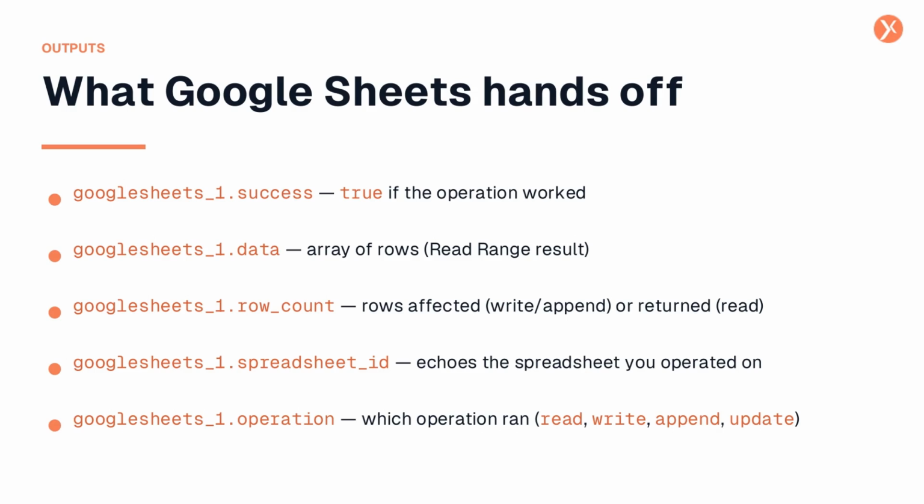After any operation runs, the Google Sheets node provides several outputs for downstream use. Google Sheets Success indicates if the operation completed successfully. Google Sheets Data contains the array of rows, specifically populated after a read range operation. Google Sheets Row_count shows how many rows were affected or returned. Google Sheets Spreadsheet_ID echoes the ID of the spreadsheet involved, and Google Sheets operation confirms which action was executed. These outputs are valuable for conditional branching in your workflows.